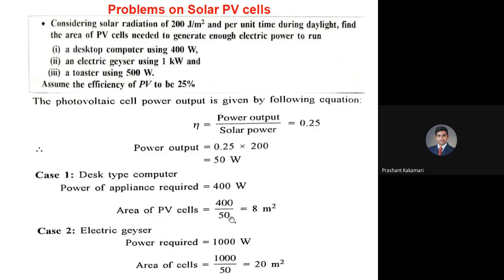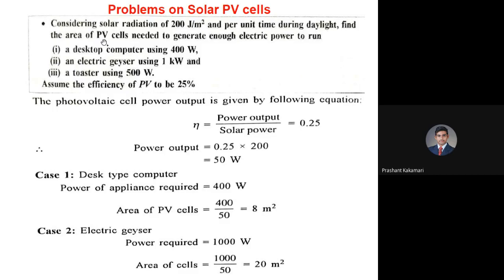I will take 400 divided by 50. Then the answer I can write: after cancelling both the wattages, we are left with meter square. Here 400 watt divided by 50 watt per meter square of area. If I calculate, the answer will be 8 meter square. The meaning is we need to use 8 meter square of PV cells for running a computer or a desktop.